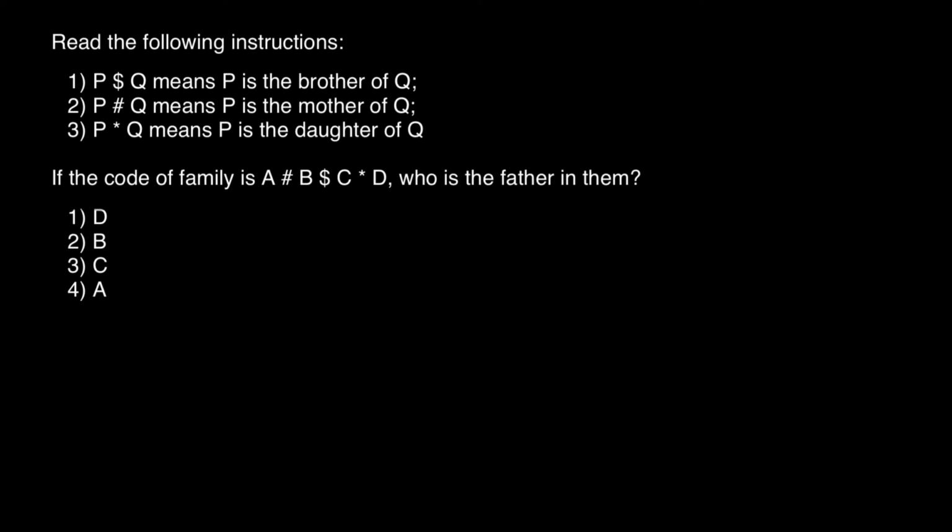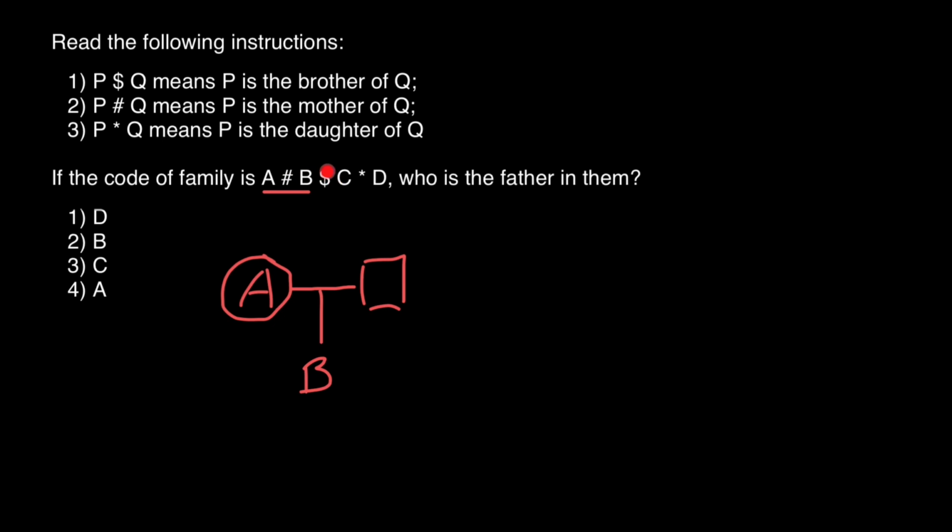According to our instructions, A bar B means P is a mother of Q. In our case, A is a mother of B. So let's write down. A is a mother of B. So here is B, and we don't know the gender of B yet.